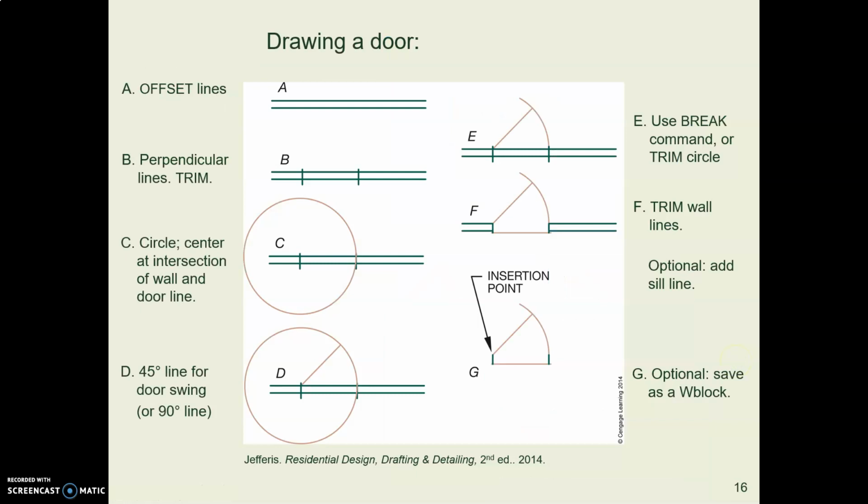And I think we have looked at this diagram before too, but here it is again, how to draw a door. So if this were a 3-foot wide door, you would draw a circle with a radius of 3 feet, and it would be centered at the hinge side of the door opening. Then draw your slopey line representing the door, and then trim off the circle so it looks like this.